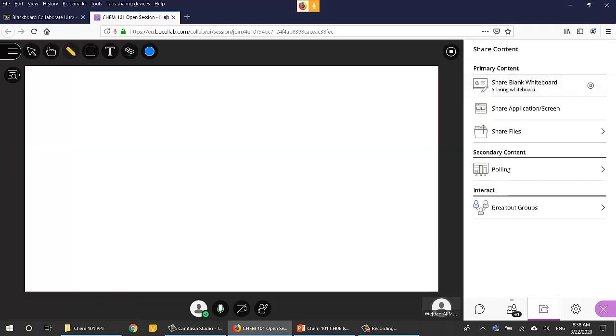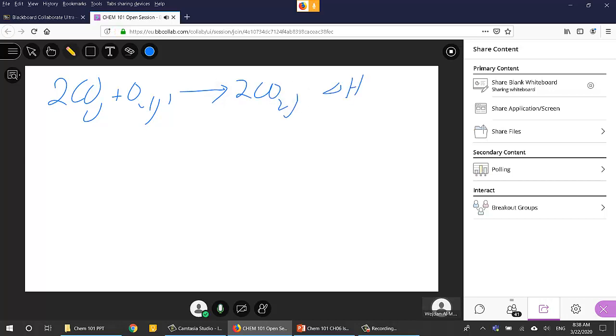So the question says: 2CO gas plus O2 gas goes to 2CO2 gas. Delta H is equal to minus 566 kilojoule per mole. Now I'm asking for delta U.